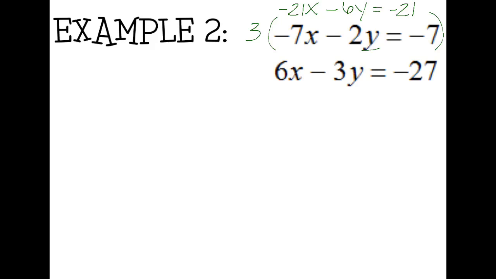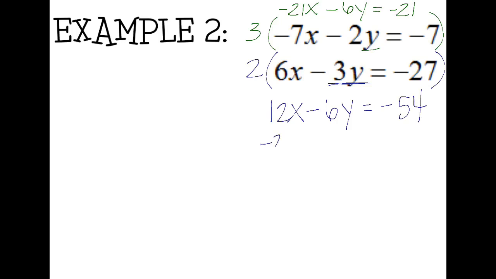So if I want to change the second equation, my goal is to eliminate the y's. So how can I get negative 3y to turn into either positive 6y or negative 6y? Well, I could multiply that by 2, and that's going to change it into a negative 6y. So I'm going to have, let me go ahead and erase that little mark, in the bottom equation 12x minus 6y equals negative 54. And I'll go ahead and bring down that top equation as well. The negative 21x minus 6y equals negative 21.